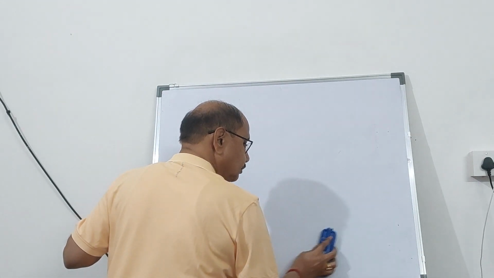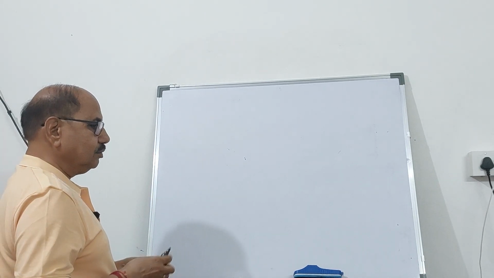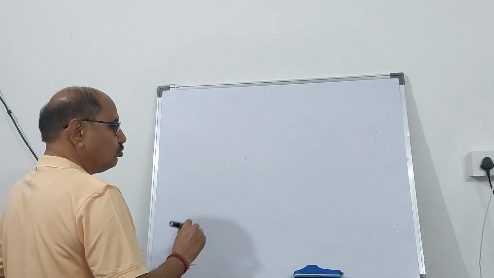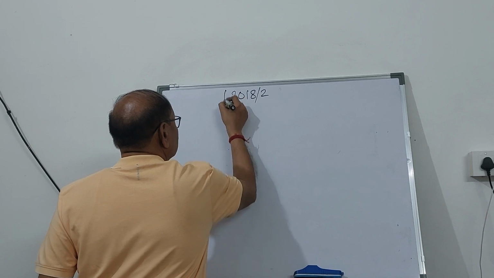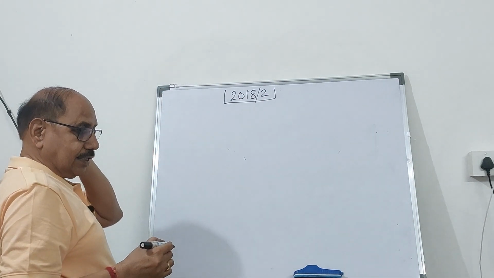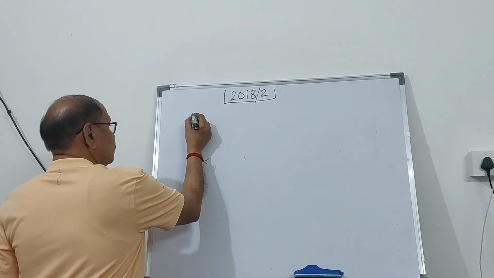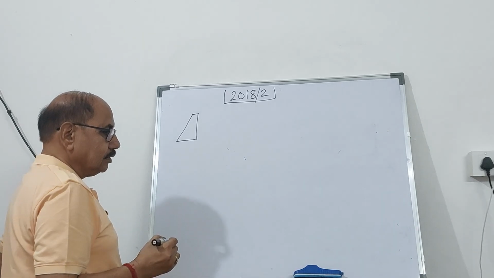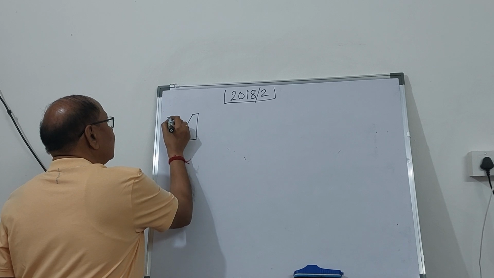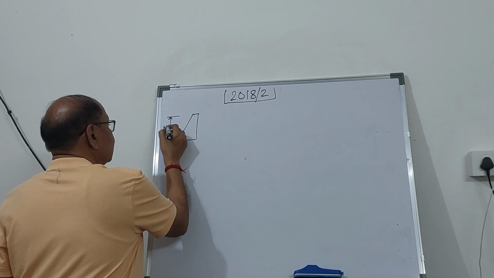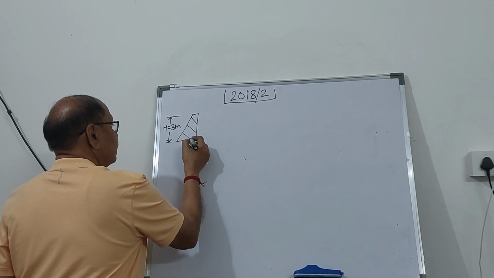The next problem is also quite simple. It is GATE 2018, set 2. So another GATE problem we are going to have. There is a wall, and the height of this retaining wall is 3 meter. So this is the retaining wall.